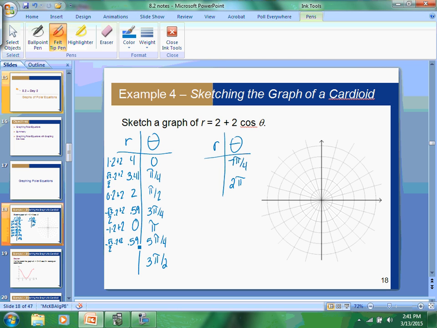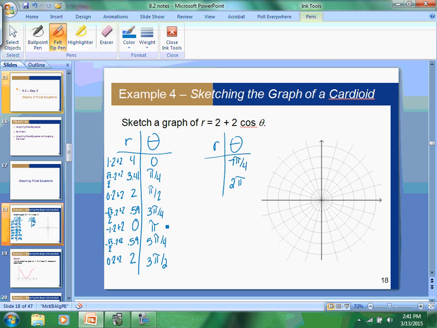3 pi over 2, the cosine of 3 pi over 2 is 0 again. Then I multiply that by 2, which is still 0, and then I add 2, so I get 2. So again, that is exactly the same as pi over 2. So now we're going to see our pattern repeat here.